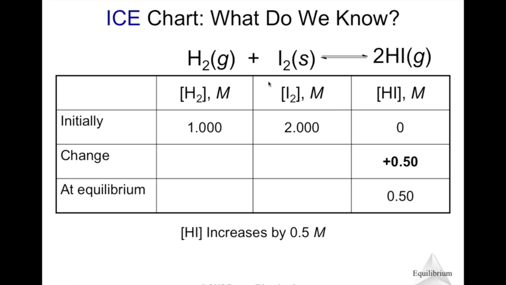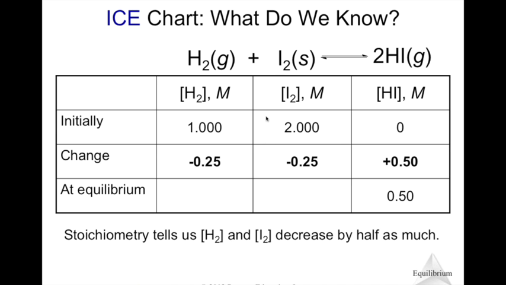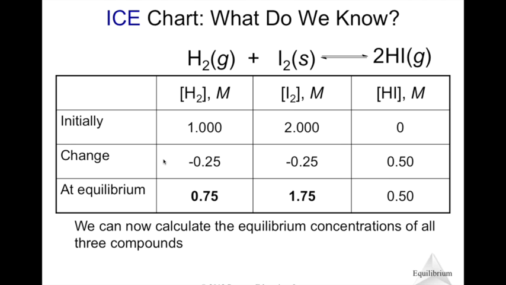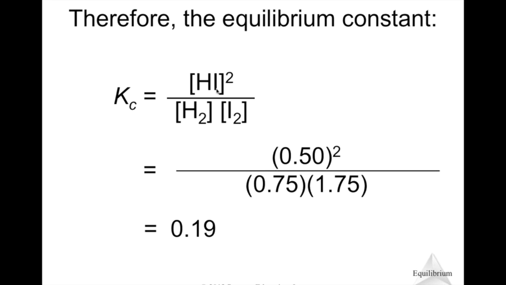Since these each have a coefficient of 1, this has a 2, it's half as much. So now we've got these guys decreased by 0.25, just half of this. 1 is half of 2. So each of them decreasing by 0.25, then this one increasing by 0.5. Now that we have our change, we can very easily figure out our equilibrium concentrations, and that's all we really need, because now we have our equilibrium expression, and we just plug those values in. Concentration of HI squared, right there. Concentration of H2, 0.75, I2, 1.75, multiply it all out, 0.19 is your Kc. And again, that is unitless. And that's all for today.